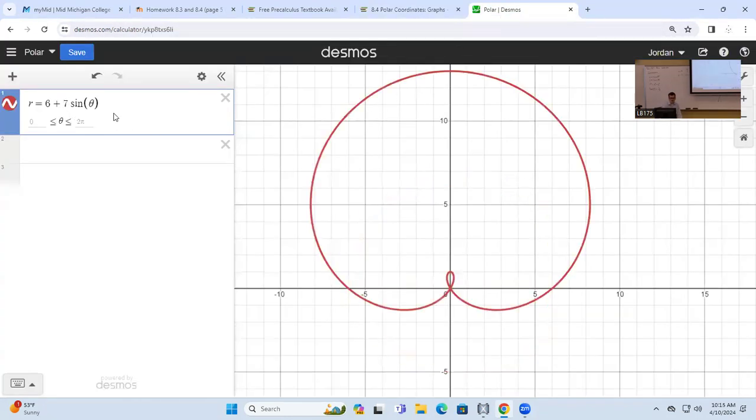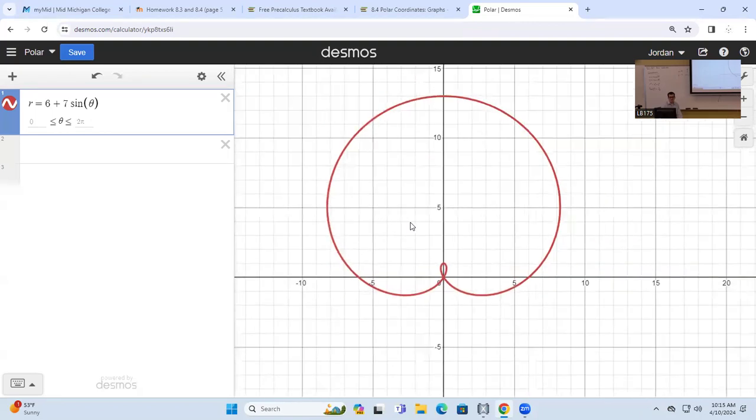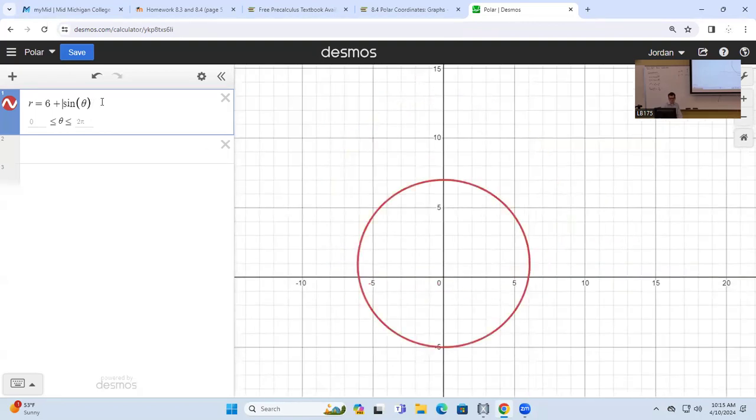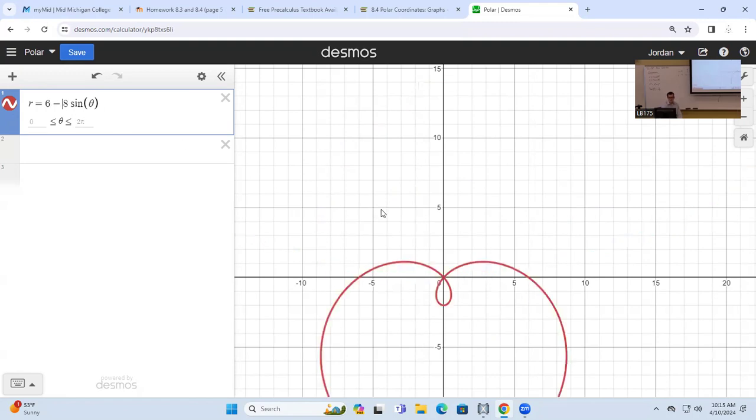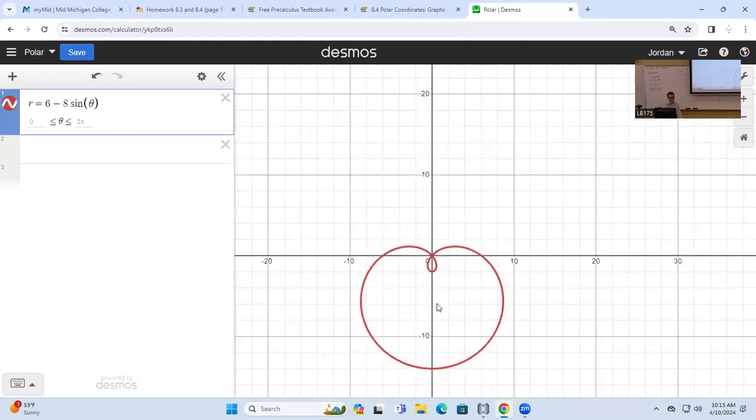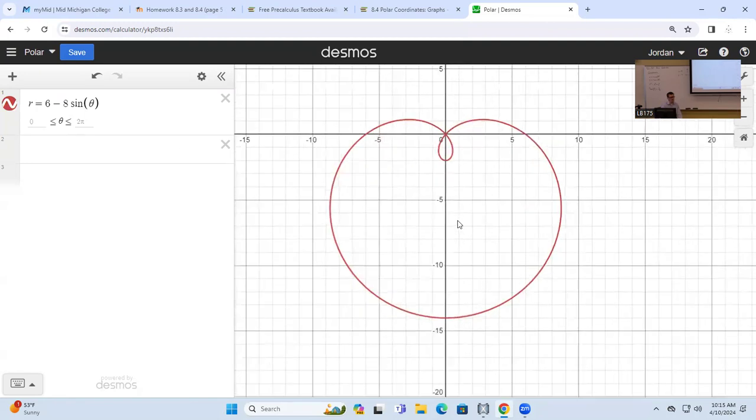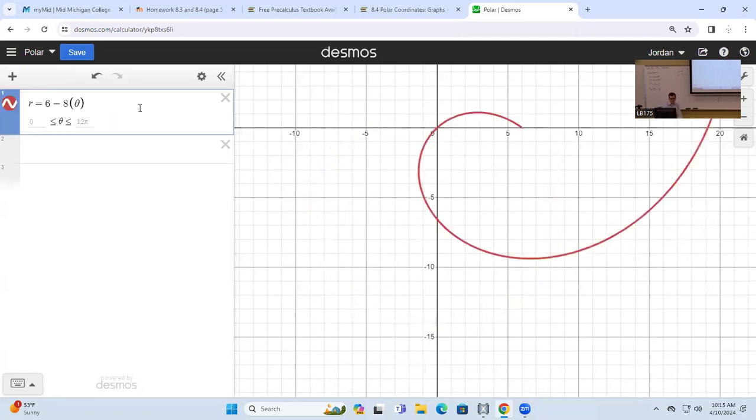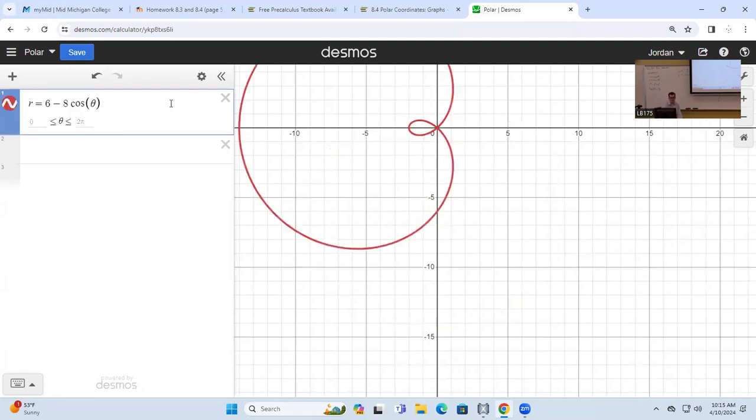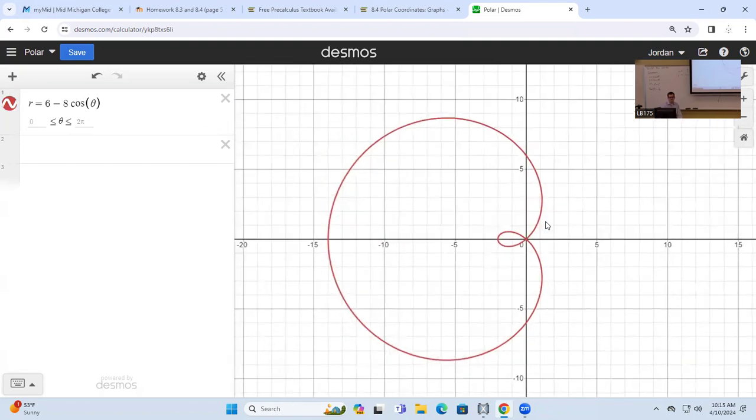If I change that to a 7, we get an inner loop. If I change that to an 8, I get an inner loop, because 8's bigger than 6, right? If you subtract instead of add, it just kind of flips it around. That makes sense? If you put cosine instead of sine, it just moves things along the x-axis rather than the y-axis.